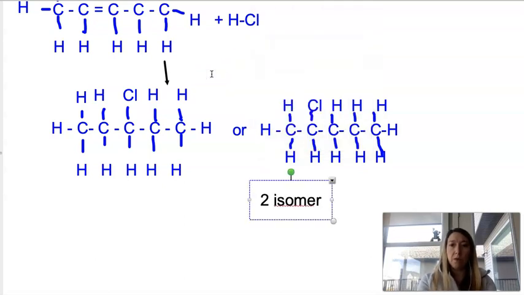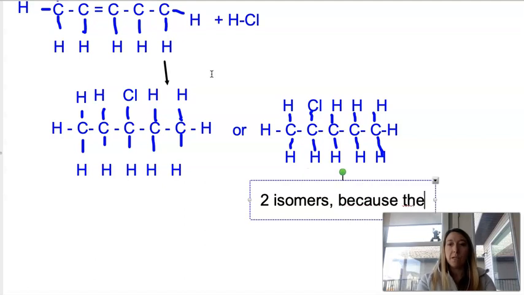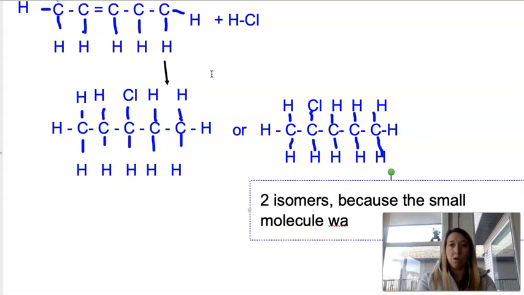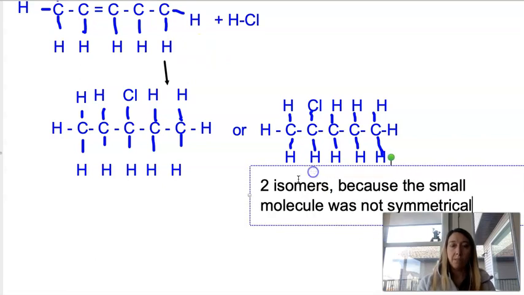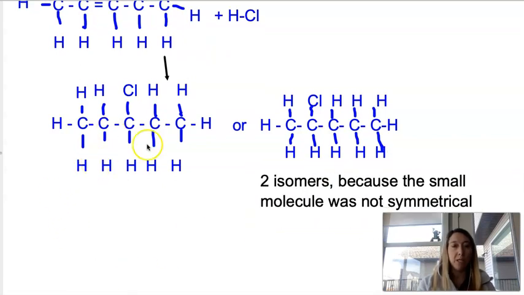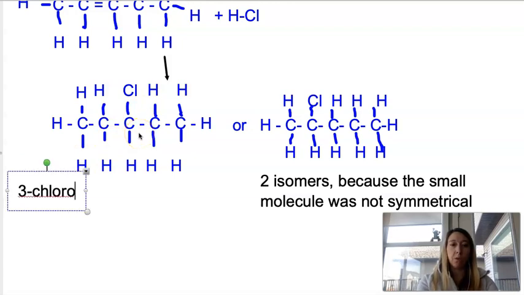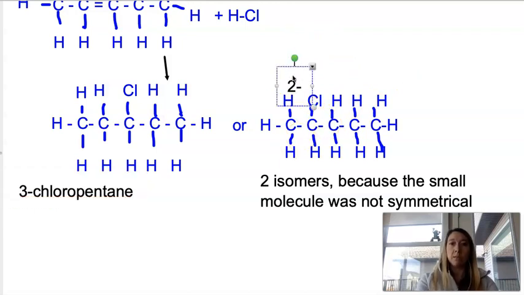And the reason we get 2 isomers is because the small molecule was not symmetrical. Okay, so naming wise, we should still be able to name both of these. So when I look at this one, it's now a pentane, and the chlorine is attached to number 3, so it's going to be a 3-chloropentane. When I go to name this one, the chlorine is now on number 2. So this is a 2-chloropentane.